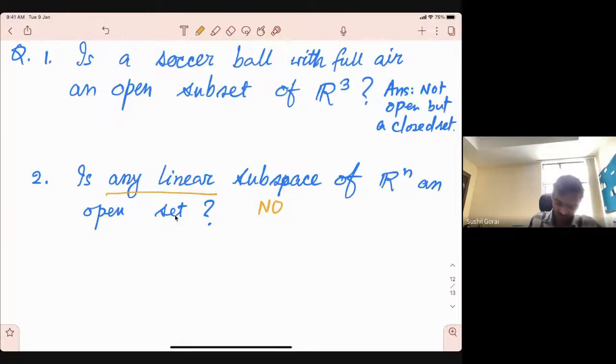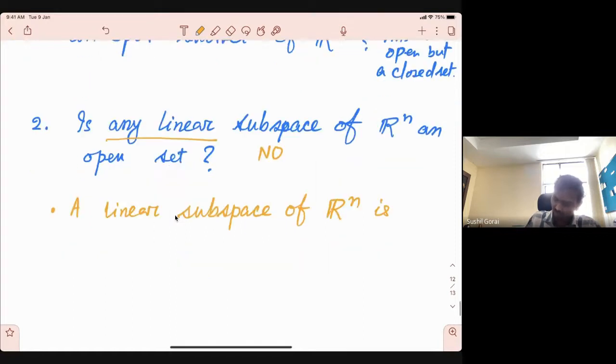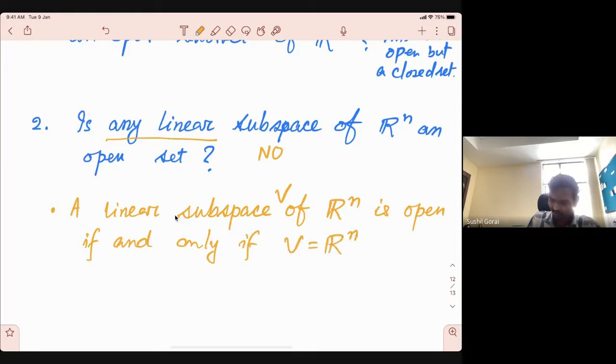You can try actually. What you said is the following, that a linear subspace V of Rn is open if and only if V is equal to Rn. Okay.